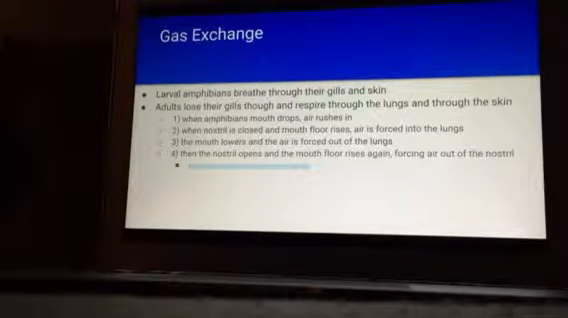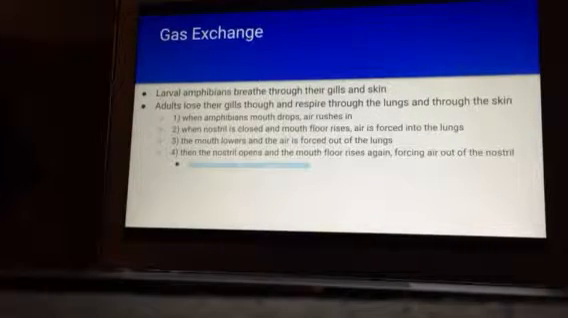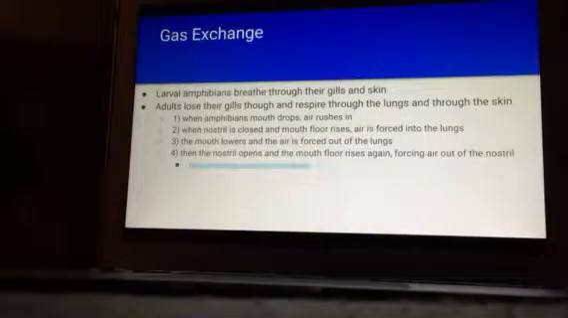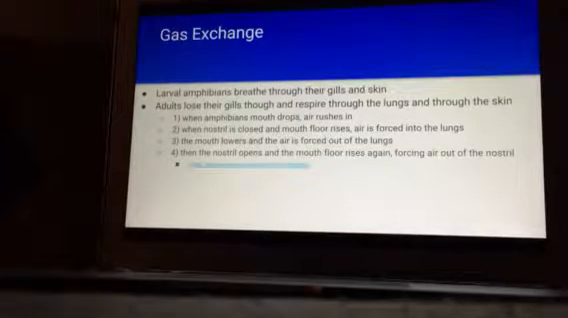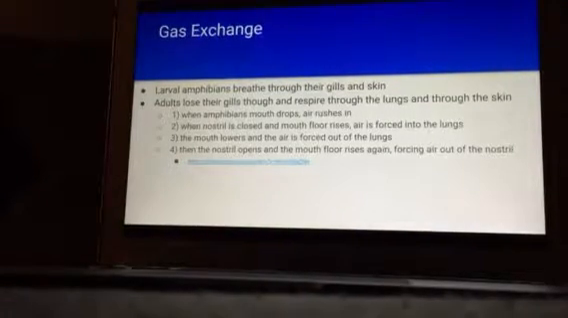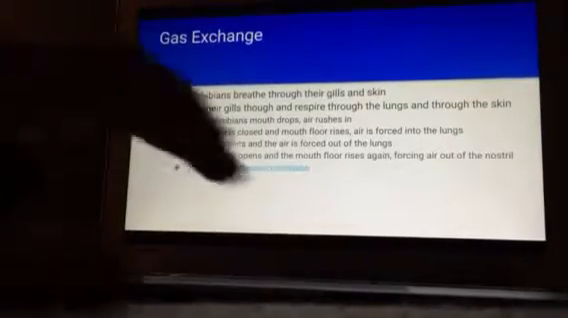1. When an amphibian's mouth drops, air rushes in. 2. When a nostril is closed and mouth floor rises, air is forced into the lungs. 3. The mouth lowers and the air is forced out of the lungs. Then the nostril opens and the mouth floor rises again, forcing air out of the nostril. Here's a video also.